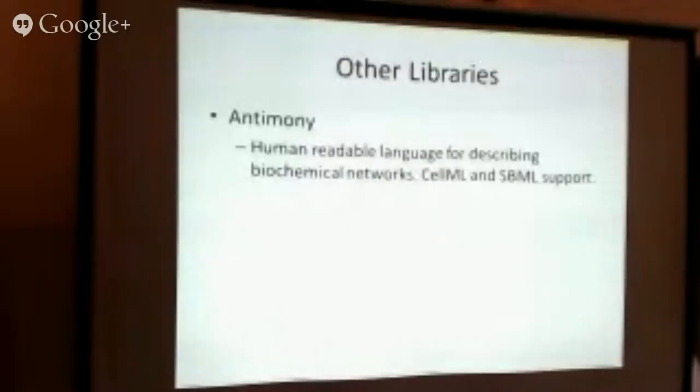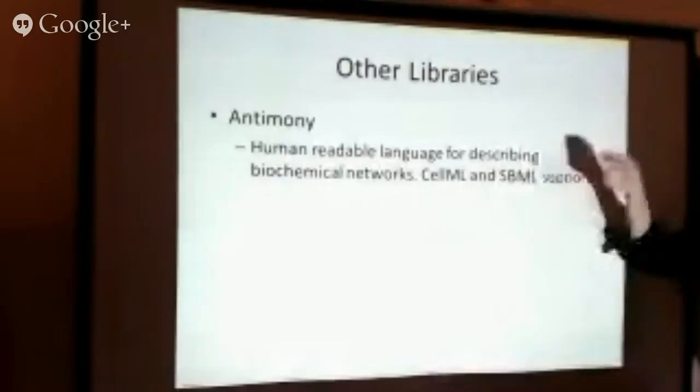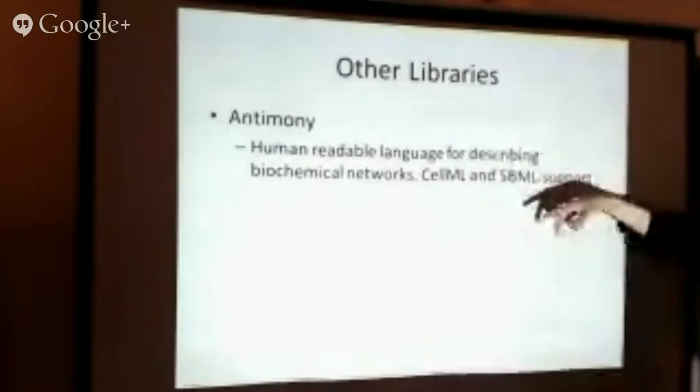So, as I said, that's one language we did develop. Then after that, we just brought together all sorts of other things. One of them is antimony, which we have developed as well. I'll describe this in a minute, but this was developed by Lucien Smith, who I know has worked with you guys down here on allowing us to read and write CellML. This is a human readable language describing biochemical networks. It has CellML and SPML support.